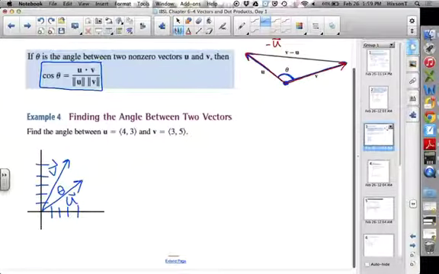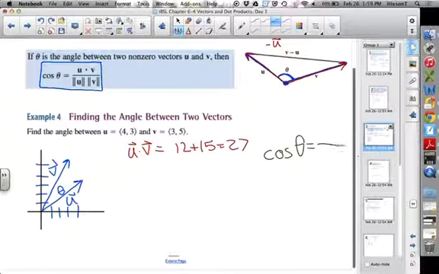So we find the dot product. u dot v would equal what in this case? 27. Yes, 12 plus 15 would be 27. So I know the cosine of theta is going to equal 27 over, then we need our magnitudes. What's the magnitude of u?